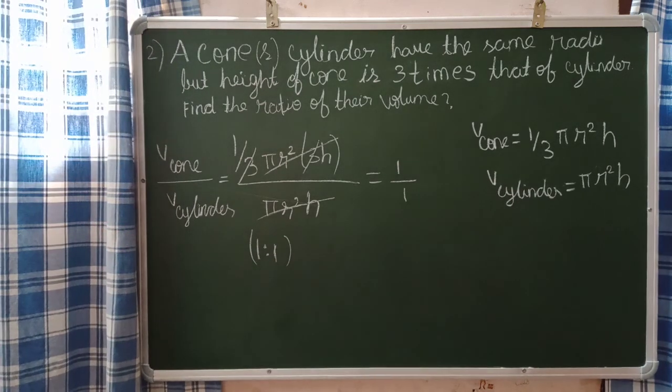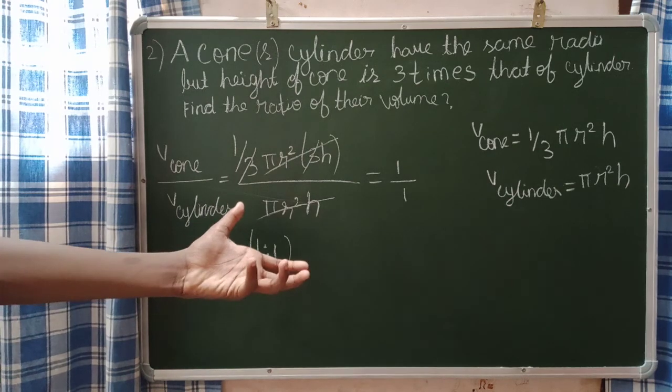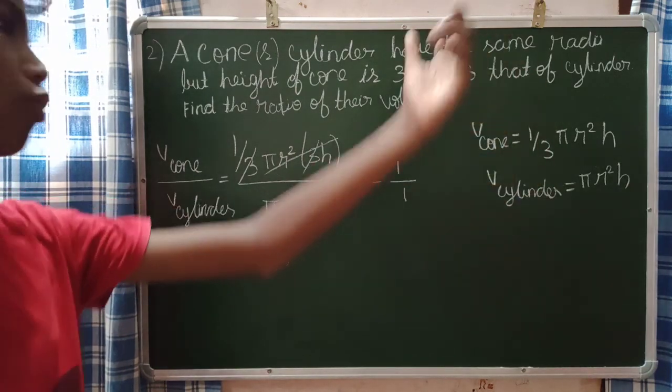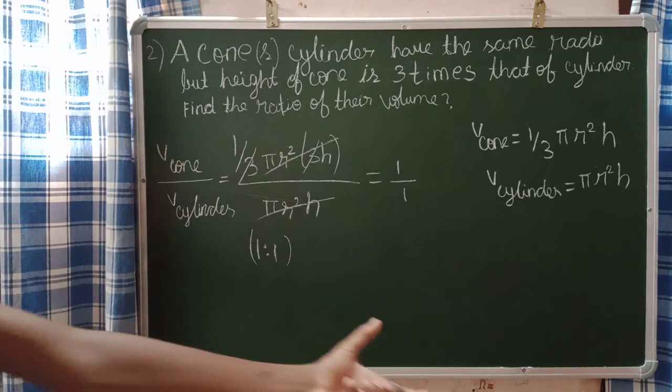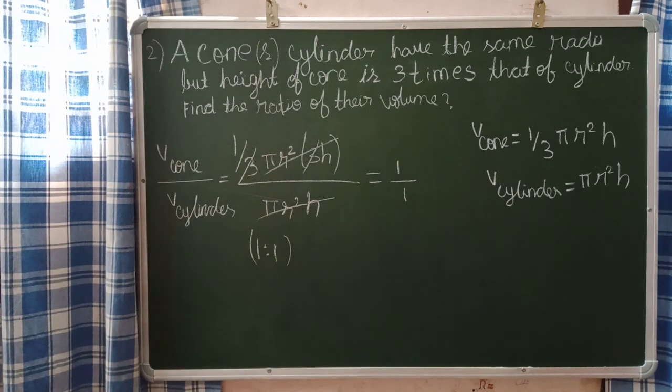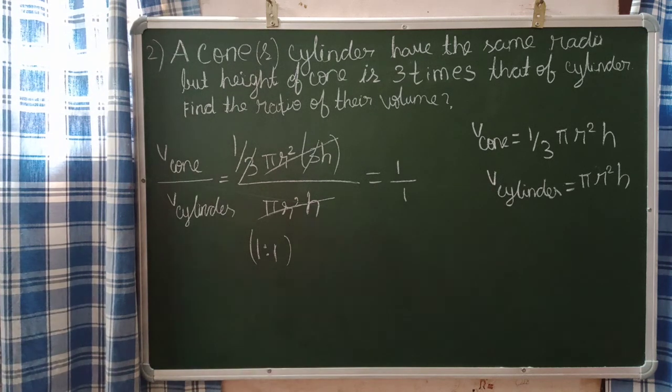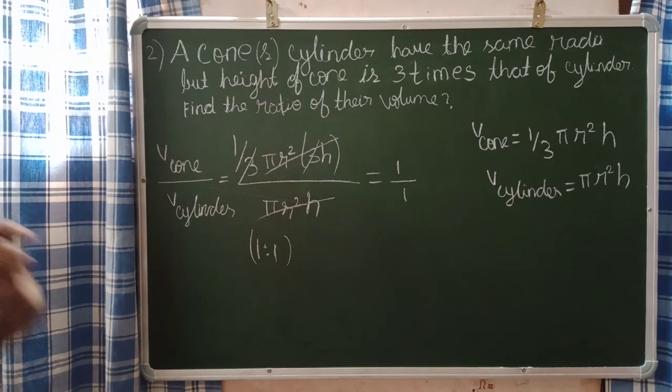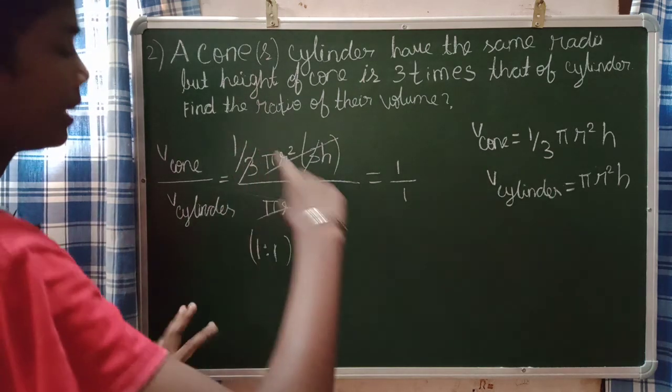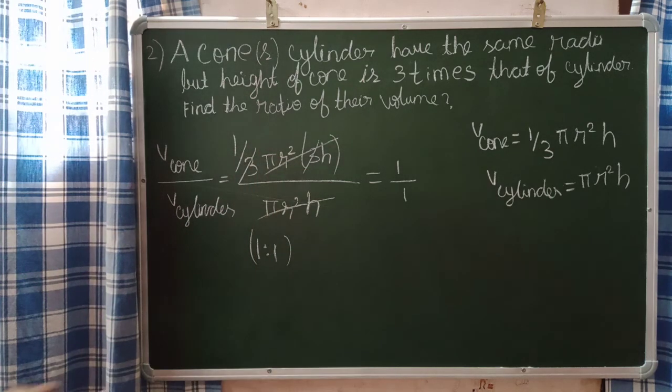It's a very easy question because the formula is 1 by 3 pi r square h for the cone, and the volume of a cylinder is pi r square h. As the height of the cone is 3 times that of the cylinder, I can write this as 1 by 3 into pi r square into 3h divided by pi r square h. You can cancel out, and finally you will get the answer as 1 is to 1.